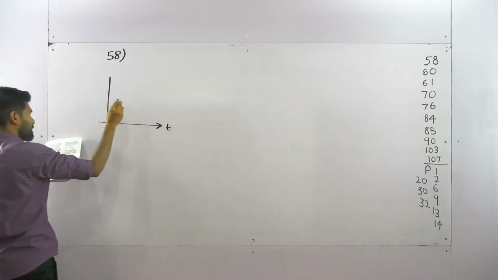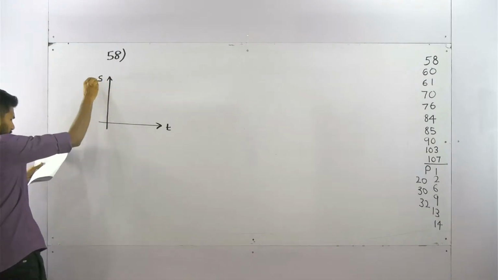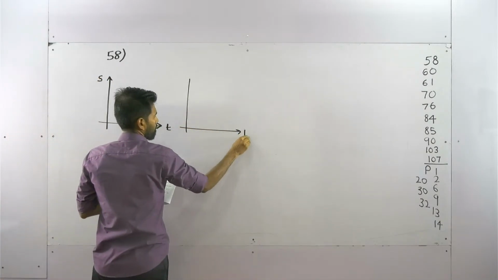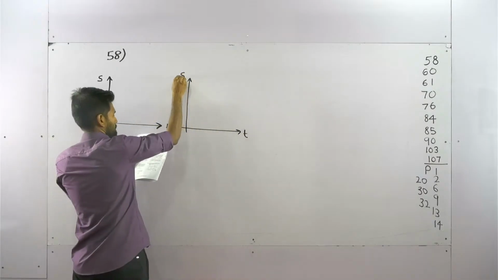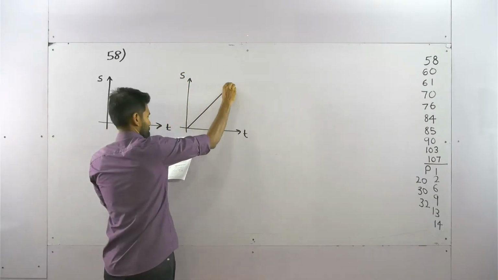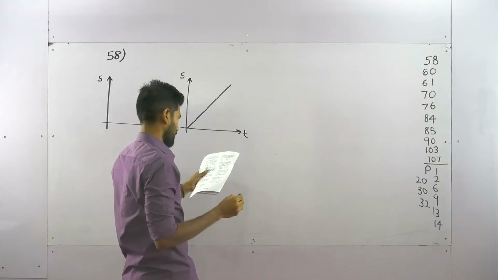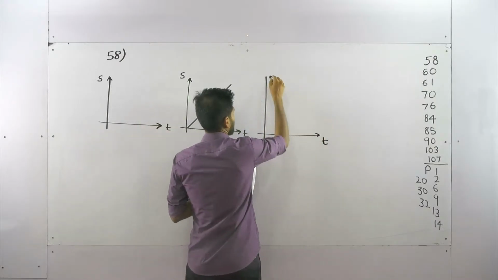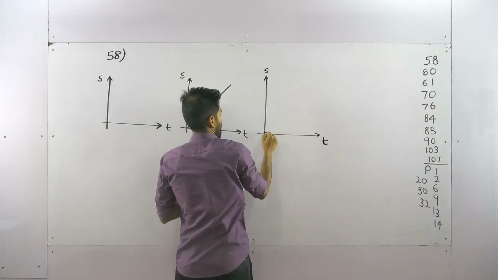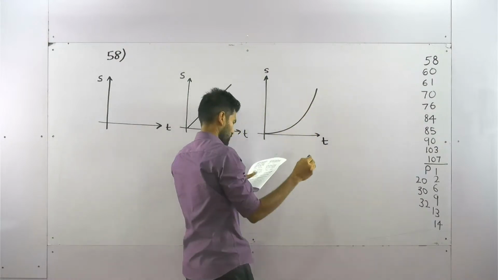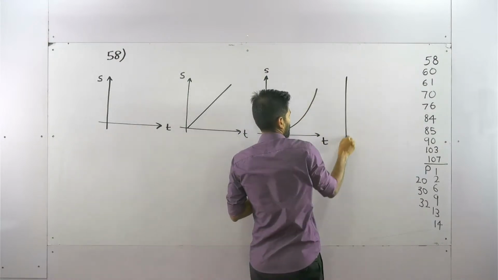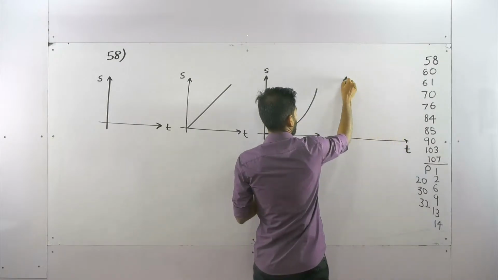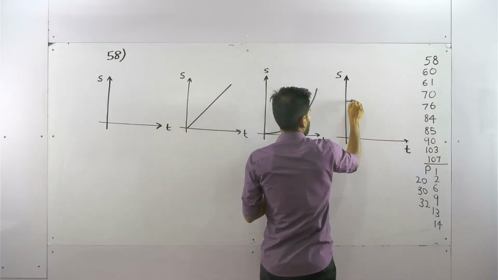The first one is a displacement time graph. Then the second one is also a displacement time graph. And the third one, here it's something like this. And the fourth one, it's a graph like this.